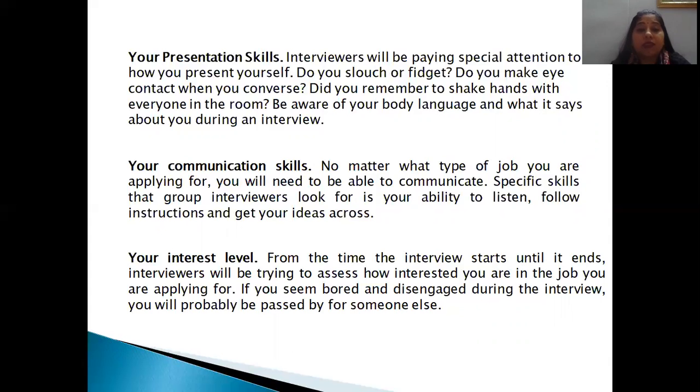Next is your interest level. From the time the interview starts till it ends, the interviewer will be trying to assess how interested you are in the job you are applying for. Is it just for the sake of applying, or you really are interested in joining the company? If you seem bored, disengaged during the interview, you will probably be passed by for someone else. So definitely, you have to show your keen interest to be selected for that company. You have to give your best shot.